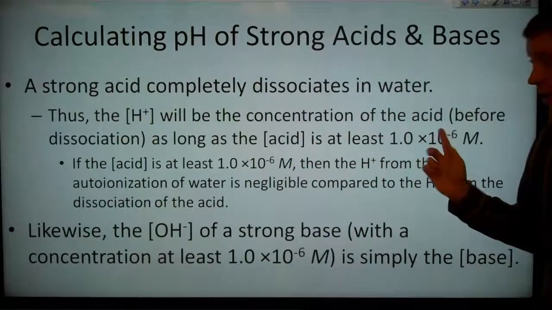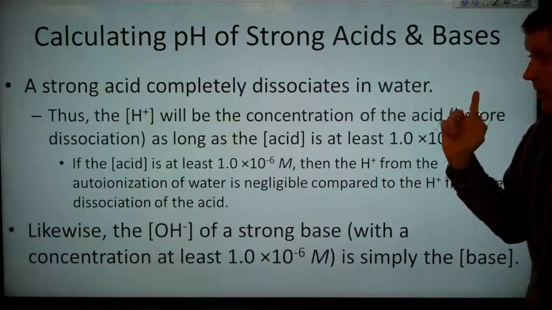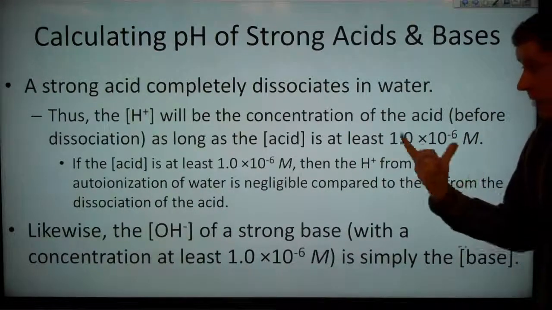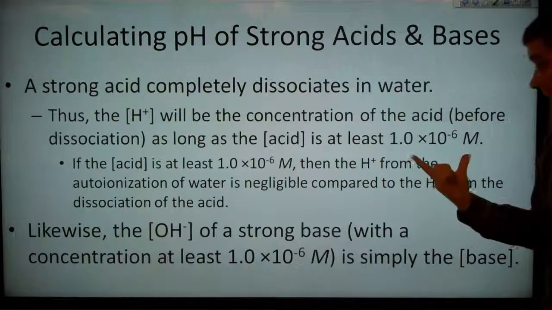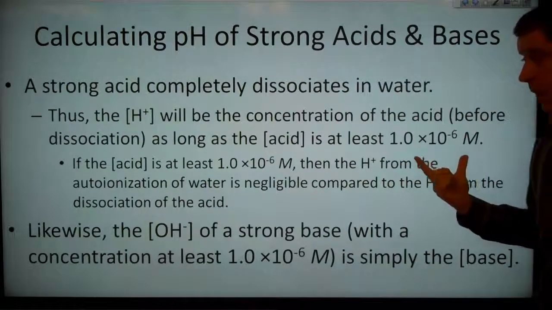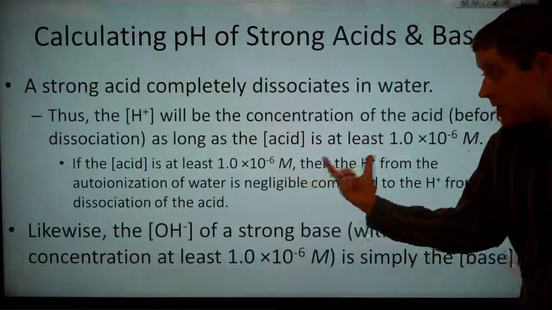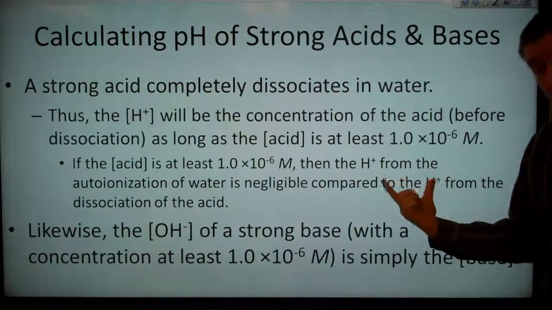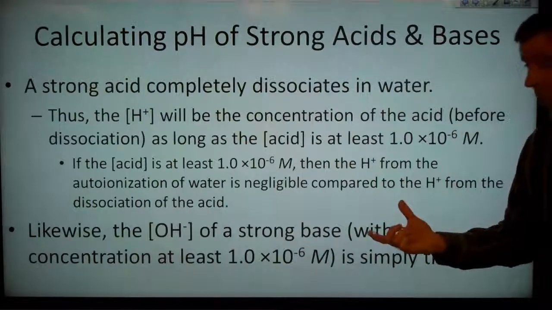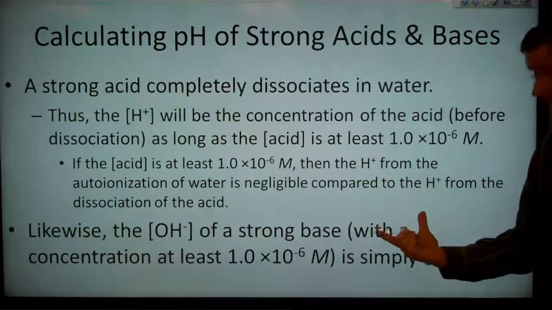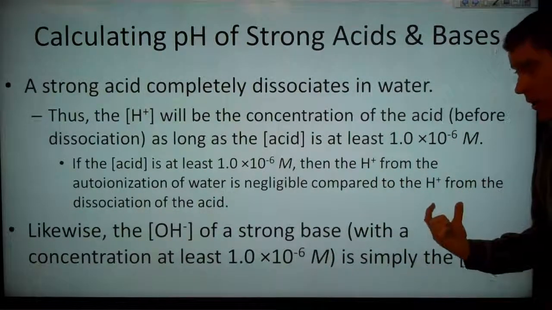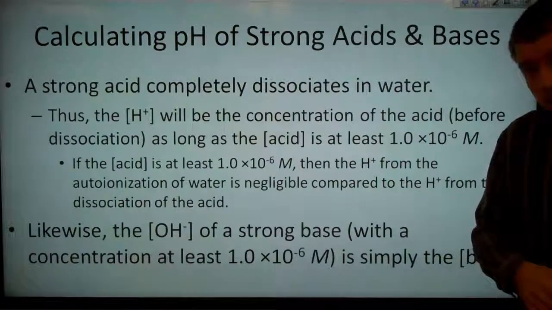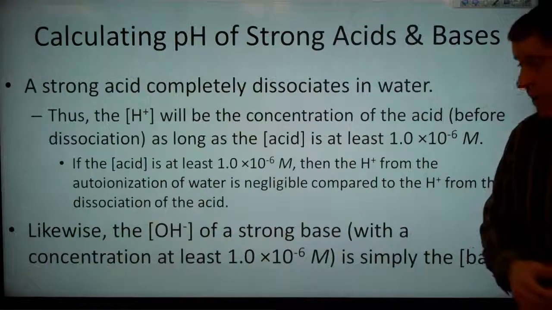and this means that the hydrogen ion concentration will be the concentration of our acid before it dissociates, as long as our acid concentration is at least 1.0 times 10 to the minus 6 molar. If our acid concentration is at least 10 to the minus 6 molar, then the hydrogen ions that are formed from the autoionization of water will be negligible compared to our protons formed from the dissociation of our acid, and then we can ignore the autoionization of water.